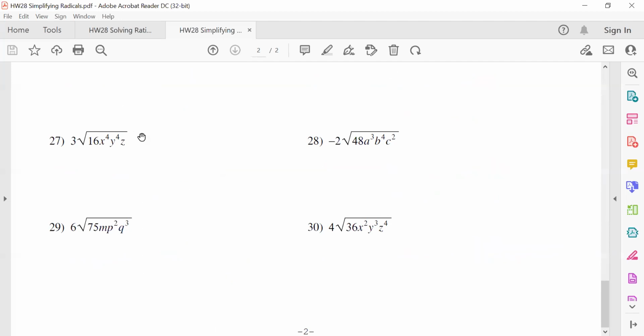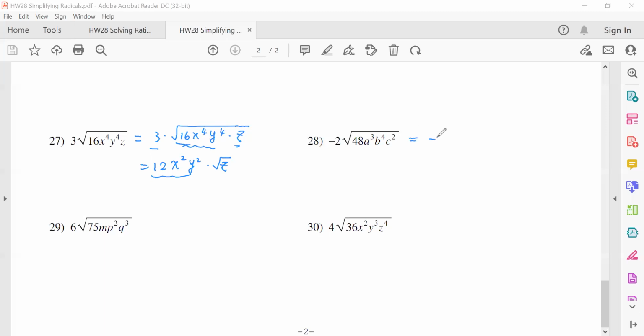Let's see now 27. So the same, all this process is the same, right? So here we try to become 16x to the power 4, y to the power 4, and only z. So only z left. So here it became 4, take it out, 4 times 3 became 12. x squared, y squared, and square root z, right? Because this part became 4x squared y squared, squared.